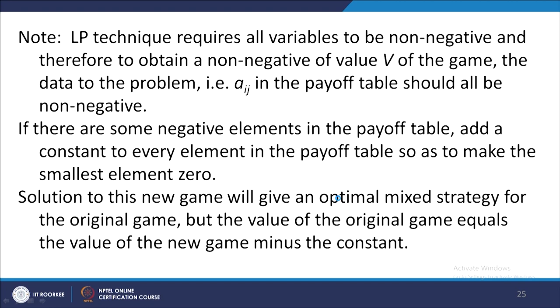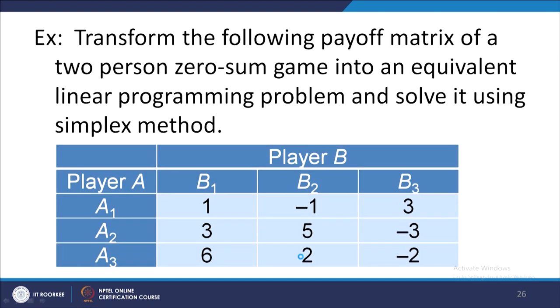If there are some negative elements in the payoff table, we must add a constant to every element in the payoff table so as to make the smallest element 0. Now, the solution to this new game will give an optimal mixed strategy for the original game, but the value of the original game equals the value of the new game minus the constant. So, we must make sure that whatever we have added has to be subtracted from the results. So now let us take a numerical example to illustrate how we can use the linear programming technique to solve this game problem.